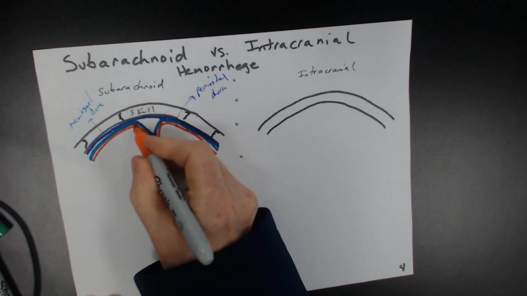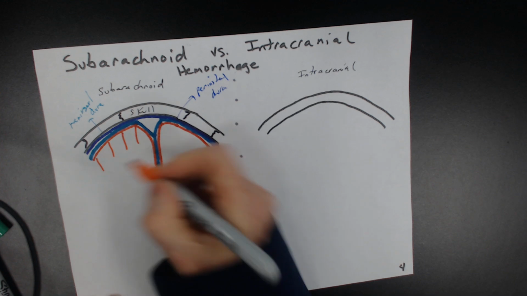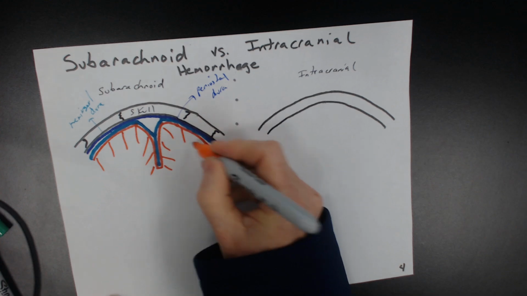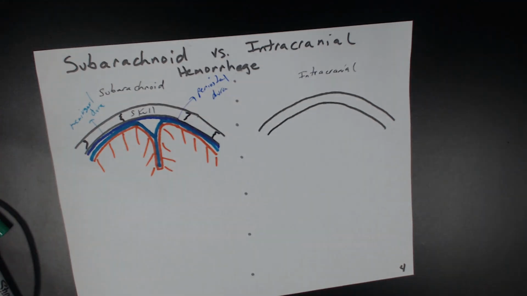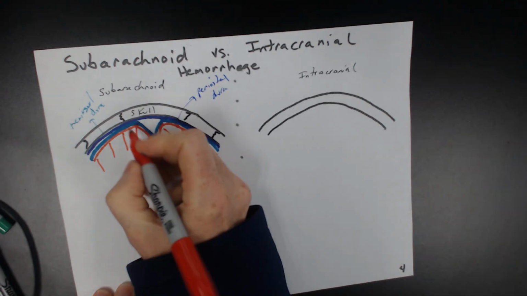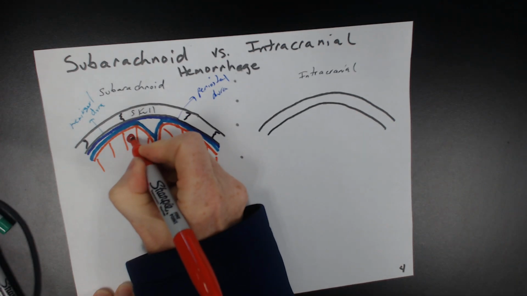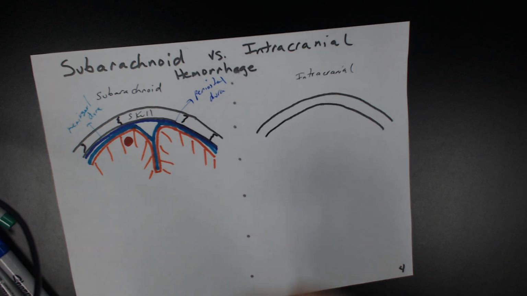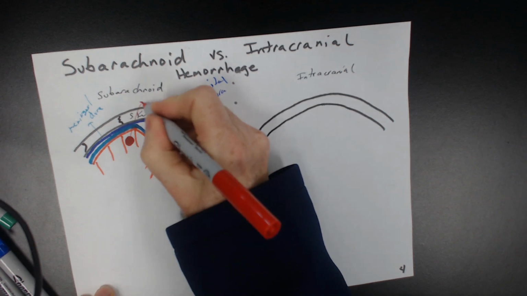Coming off your arachnoid matter, you're going to have your trabeculae, just like normal. And as I said, those arteries that we talked about last class are going to be situated here in that subarachnoid space. So that's going to be an artery.